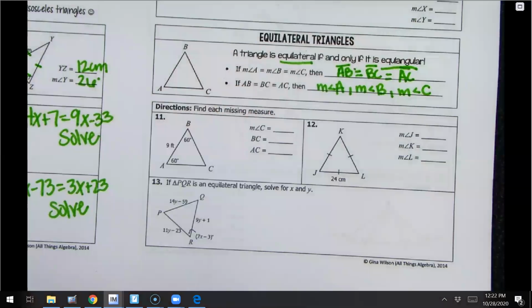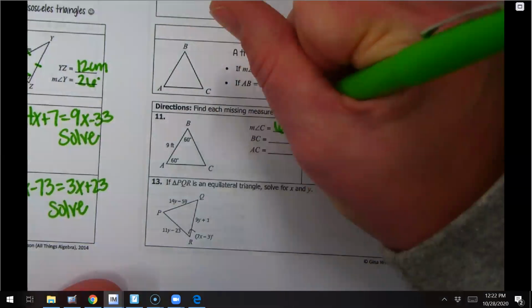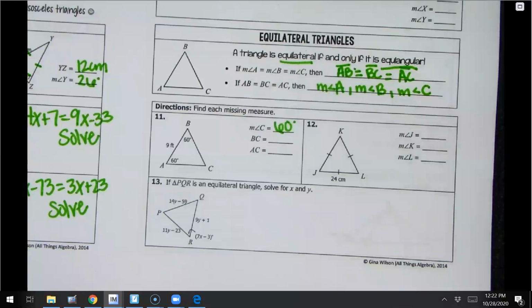Now look at number 11. Angle B is 60, angle A is 60, so what's angle C going to be? Is there any other way to have an equilateral or an equiangular triangle other than 60, 60, and 60? What does a triangle have to equal? So 180 divided by 3 is 60. That's it. If it's an equilateral triangle, all of the angles are going to be 60 every single time. You can't have 61, 61, and 61. That's more than 180. You can't have 59, 59, and 59. That's less than 180. So it has to be 60, 60, and 60.